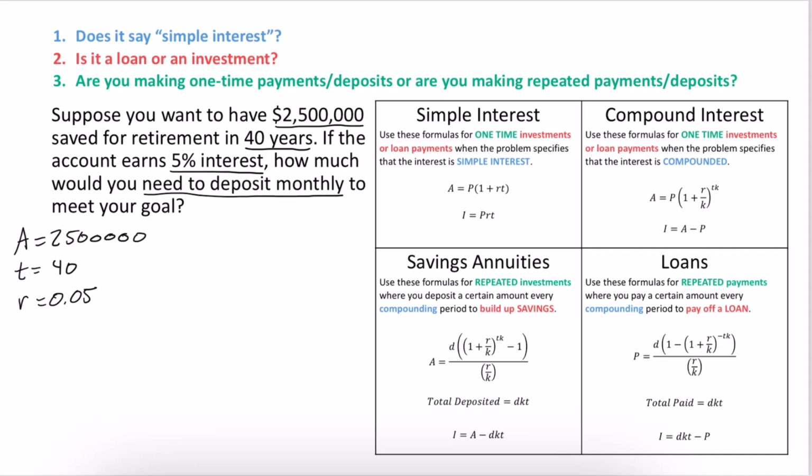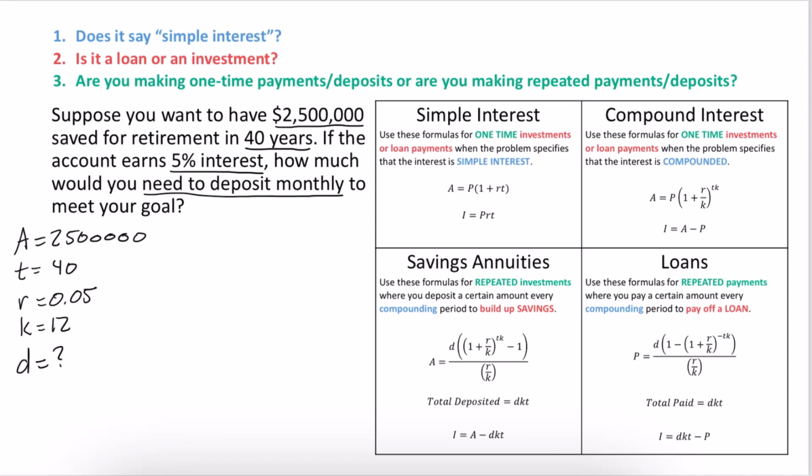And then the question asked, how much would you need to deposit monthly? So that means we're looking for D. That's the variable we're looking for. And then the fact that we're depositing it on a monthly basis means that K equals 12, because remember, the deposit frequency has to match the compounding frequency of the interest. So that's identifying all of my variables.